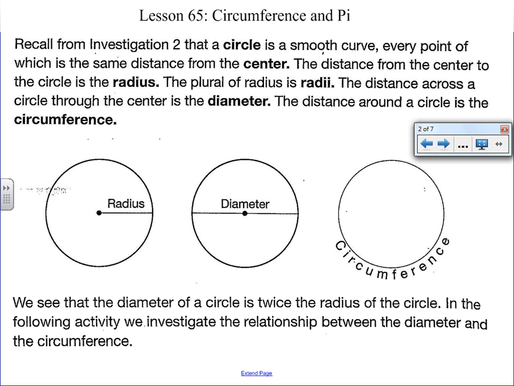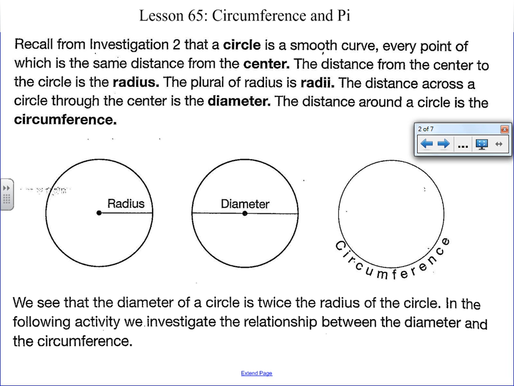Okay. What we're talking about today is lesson 65, circumference and pi. Recall from investigation 2. I know that you all know that we don't do the investigation, so guess what? We're going to be learning something today. Okay? A circle is a smooth curve, every point of which is the same distance from the center. Okay?